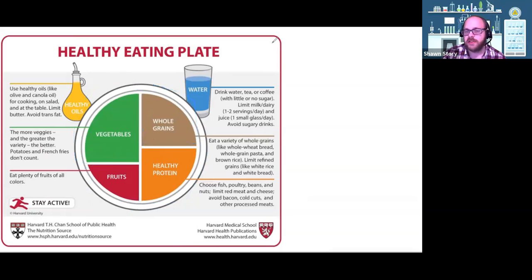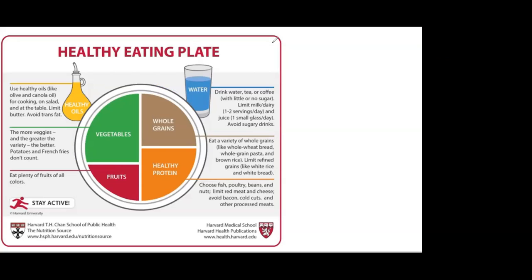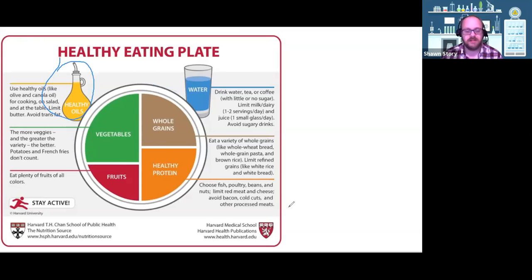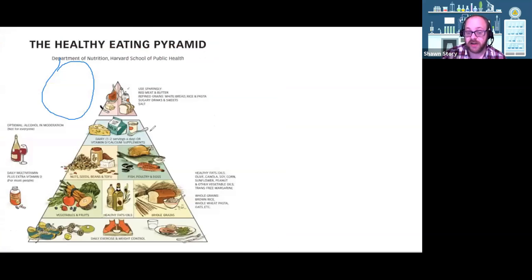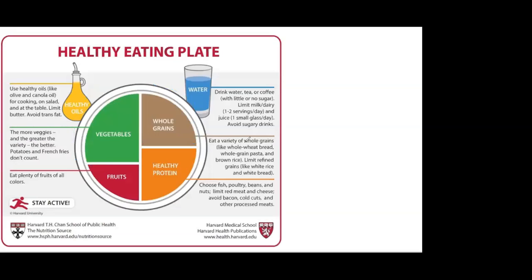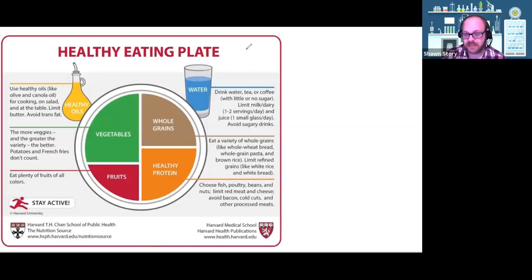What's not on the plate? Yeah, desserts. There's a big one, right? Don't even see it. Dairy. Where did dairy go? Right? Dairy bad? Where's the cheese? Where's the milk? Where's the things like that, right?